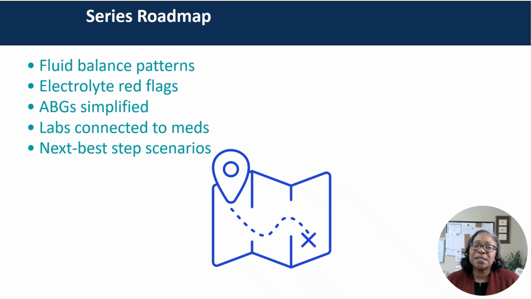So that is what this series is all about. I'm going to break it down step by step. The second video is going to be on fluid balance patterns: who needs fluids, who does not need fluids. We're going to talk about electrolyte red flags and what really signals danger. We're going to talk about ABGs and hopefully help you be comfortable with them and not panic. Connecting labs to the medications and to fluids. And then, I always end with choosing the next best step. What's the safest thing to do under pressure?